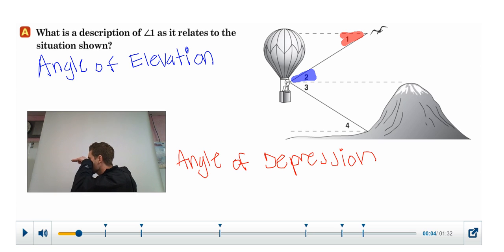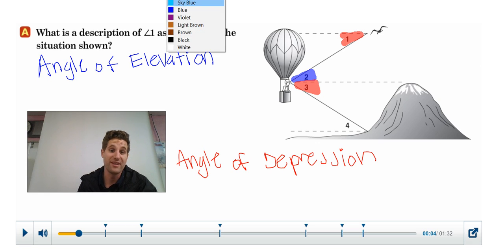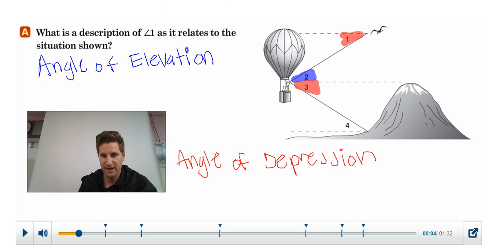So it's going down. Another one here, our little guy right here, he looks straight out and then he looks at the bottom of the mountain. He looks straight out and he looks down. He depresses his view downward, so we have an angle of depression right here. And then say someone was at the bottom of the hill and they were looking straight out and they looked up at the guy up here. That would be an angle of elevation. Okay, so it always starts with a straight horizontal line. If we go up, elevate. If we go down, depress.